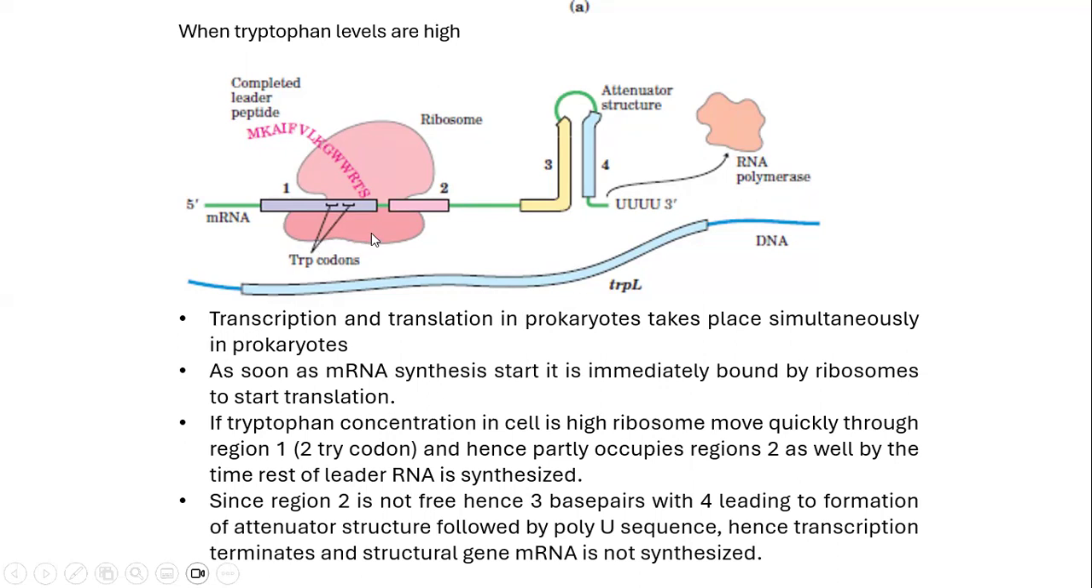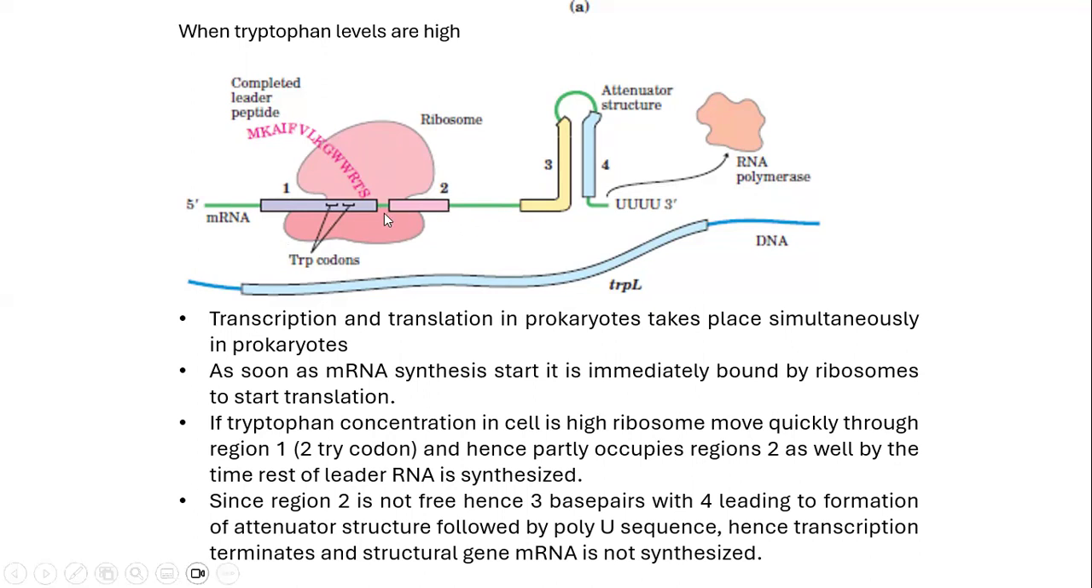Now, when there is enough amount of tryptophan that is present in the cell, you will have more concentration of amino acid transfer RNA tryptophan present in the cell. As a result, the ribosomes proceed swiftly through the two adjacent tryptophan codons present in region 1, and hence the ribosomes are also occupying part of region 2. By that time, the rest of the messenger RNA consisting of 3 and 4 region is also synthesized.